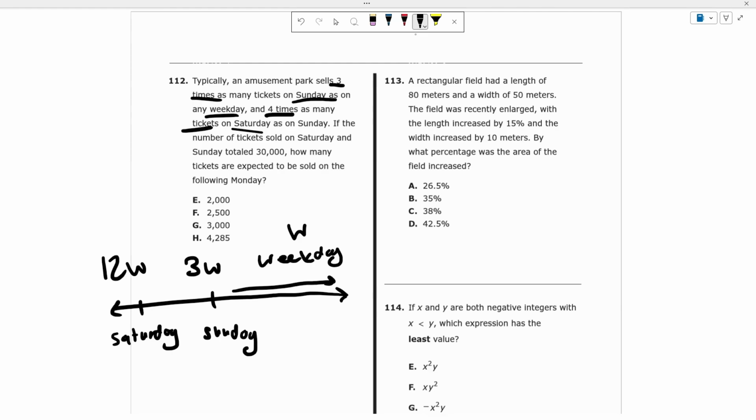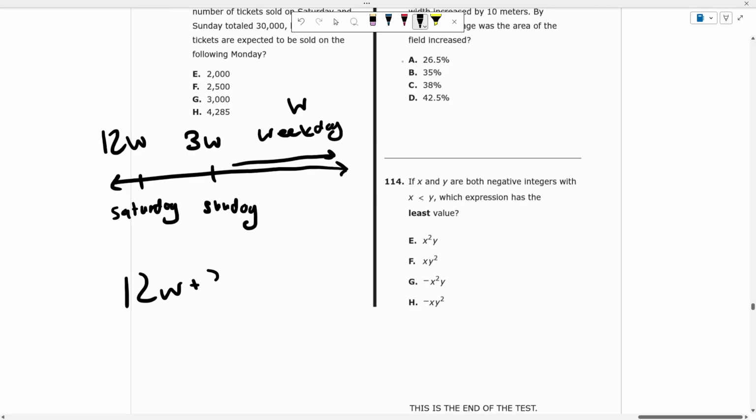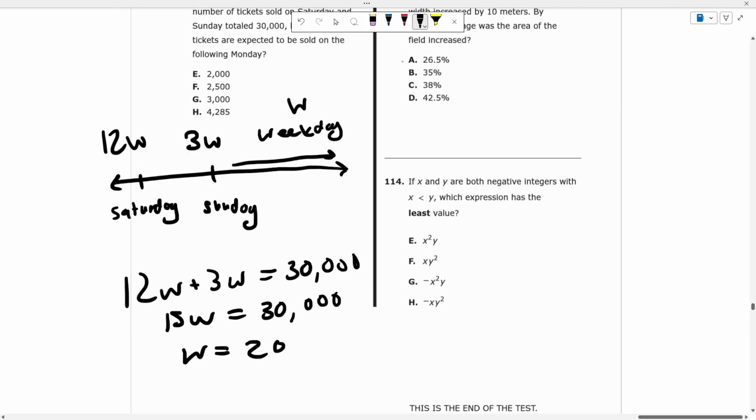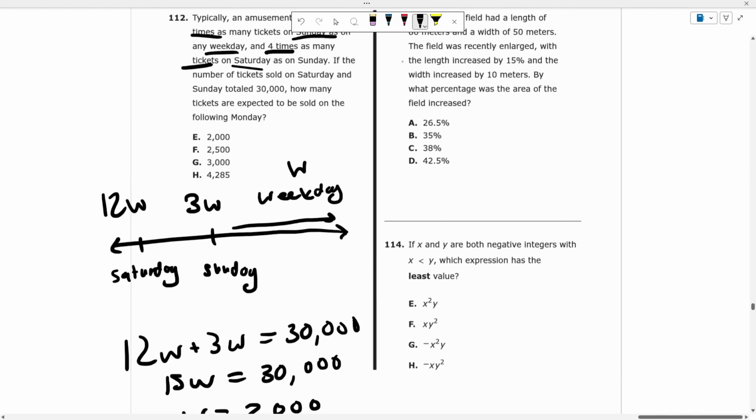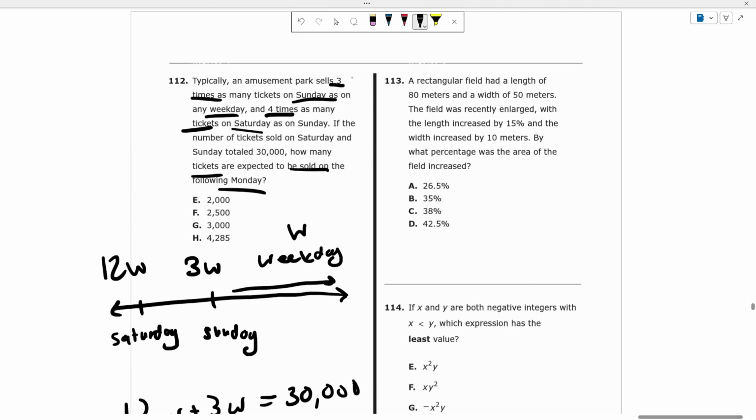So if the number of tickets sold on Saturday and Sunday totaled 30,000, then 12W plus 3W is equal to 30,000 tickets, or 15W is equal to 30,000 tickets, we know that W has to equal 2,000. How many tickets are expected to be sold the following Monday? So I made everything in terms of the weekday. So if I just solve for W, I get 2,000. So 2,000 tickets are expected to be sold on the weekday. This was just a tricky wording.